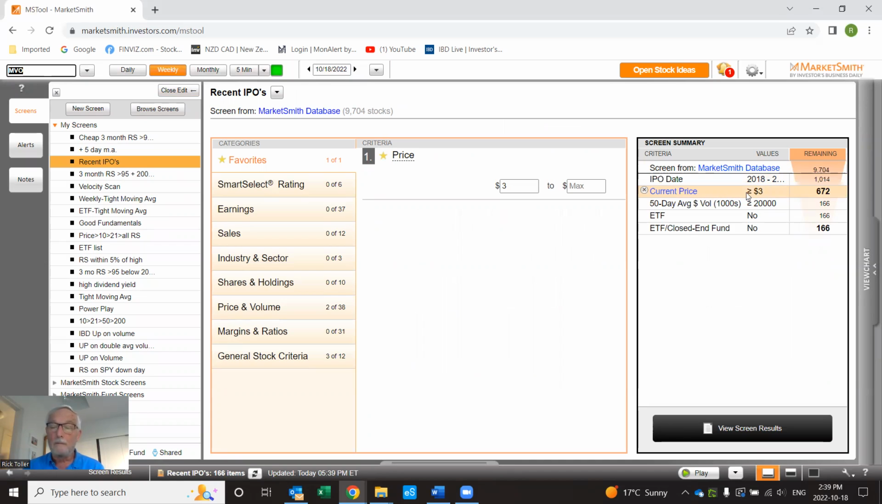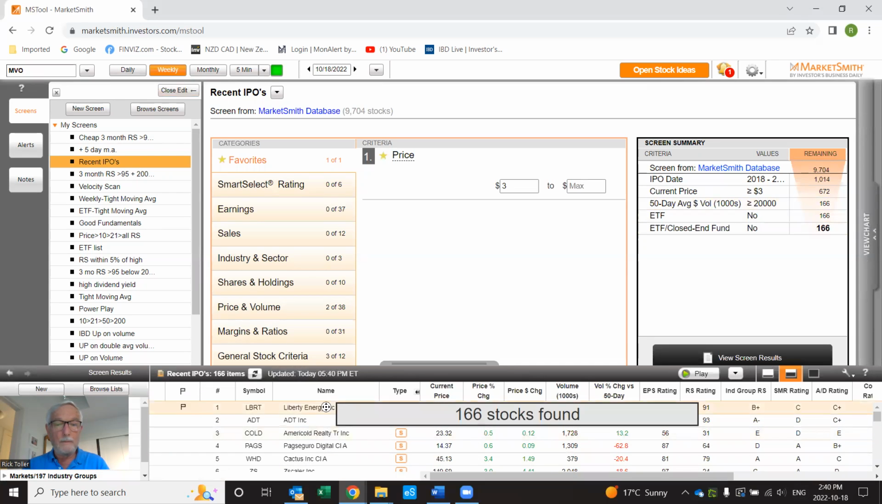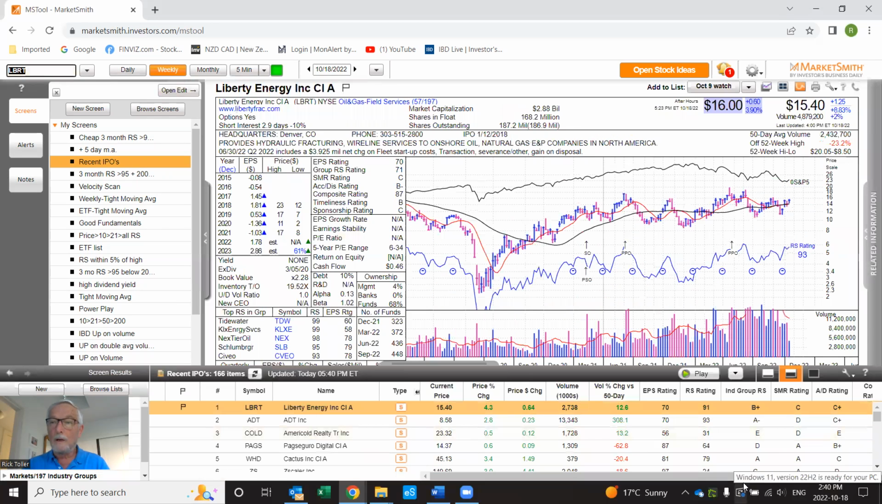I want to cut some slack here, and sometimes these cheap IPOs can work. Their average daily volume is 20 million and they're not an ETF. So it's a pretty wide scan. And where do we start here? And I can show you how quickly I can go through these.